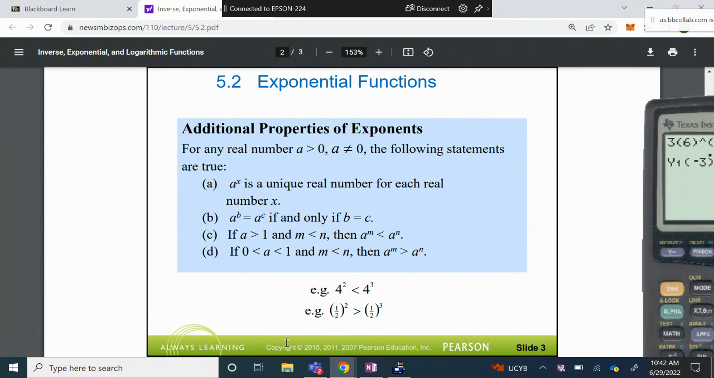I want to look at B on this additional properties of exponents sheet, and it says that if a is raised to the power of b and if a is raised to the power of c, then you can set b equal to c. So in layman's terms, that means if your bases are the same, you can drop the base, set the exponents equal, and then solve.